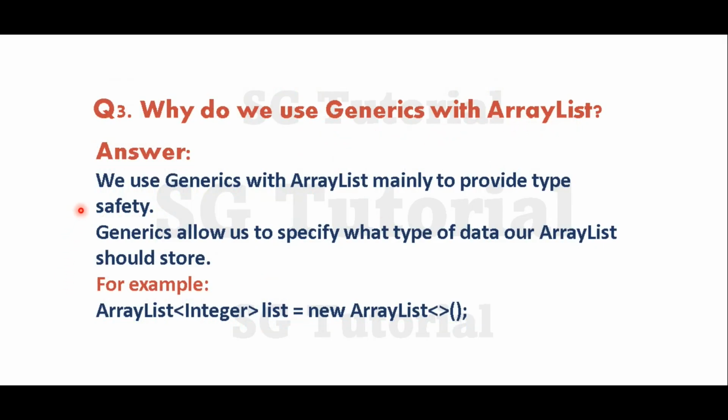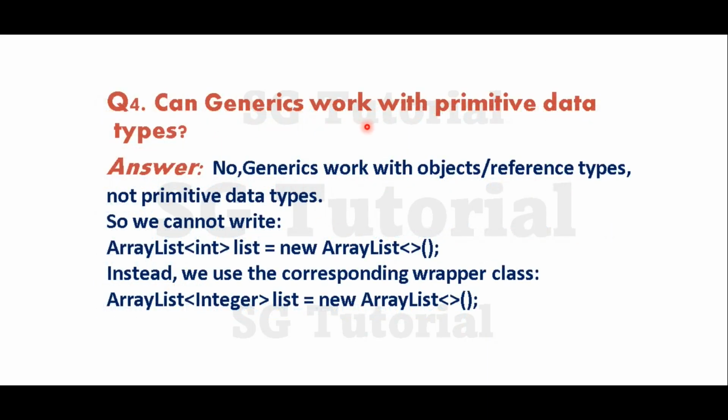The next question is, why do we use generics with ArrayList? The answer is, we use generics with ArrayList mainly to provide type safety. We already discussed it. Generics allow us to specify what type of data our ArrayList should store, and provide this simple example. This answer is enough. And the last question is, can generics work with primitive data types? You can say, no, generics work with objects or reference types, not primitive data types, and give this example.